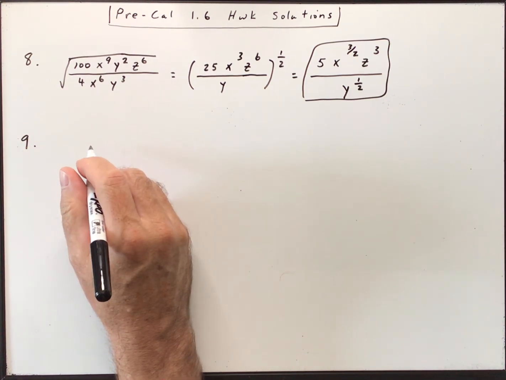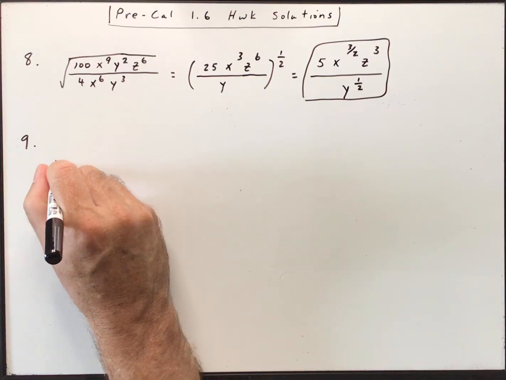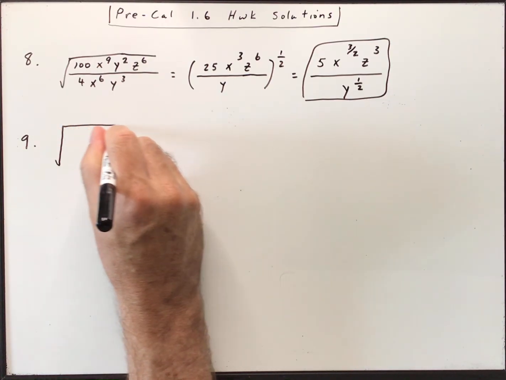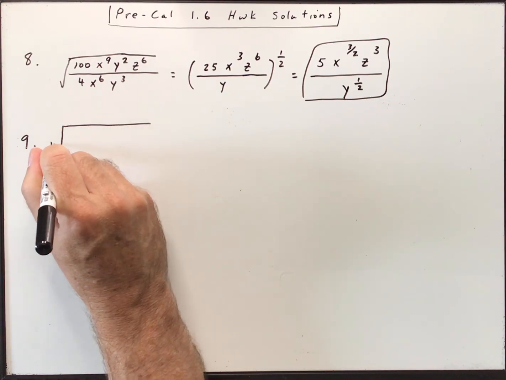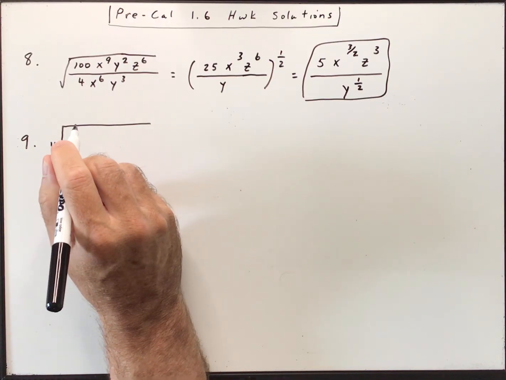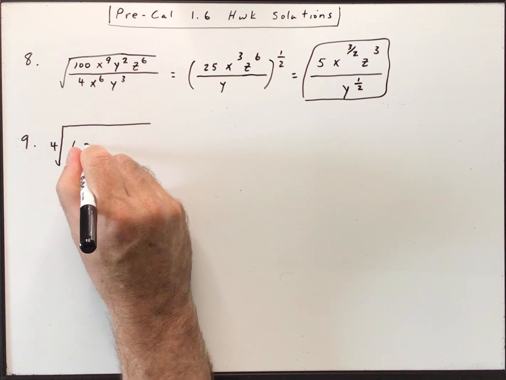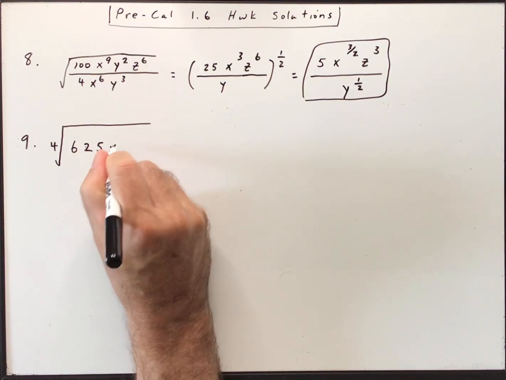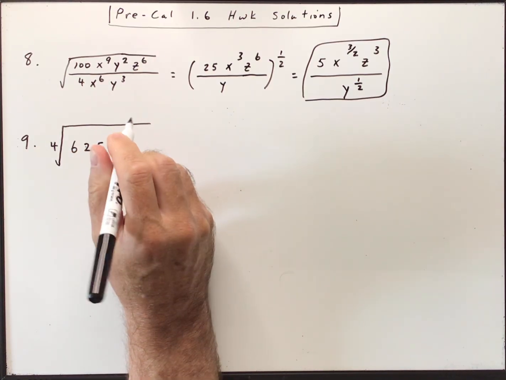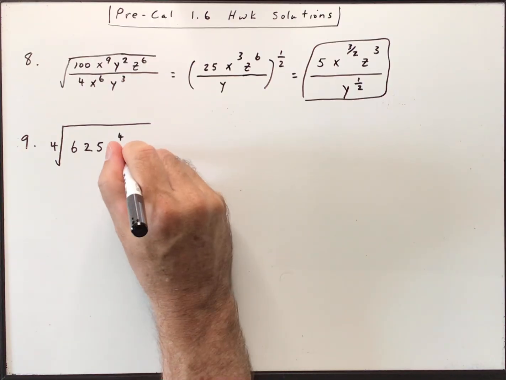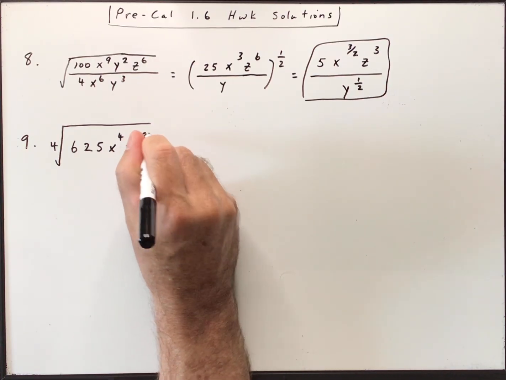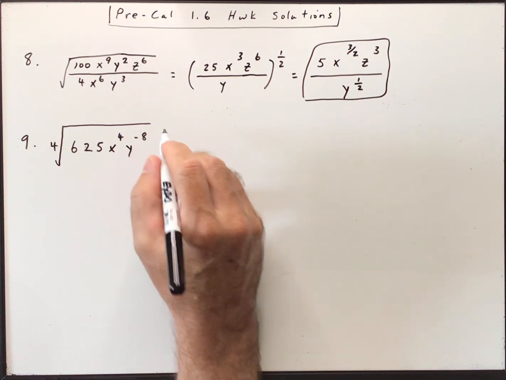Number 9, okay, that one's a little hard to read, what's in the crook of the radical. Sorry about that. But it's the 4th root of 625 x to the 4th y to the -8th z to the 9th.